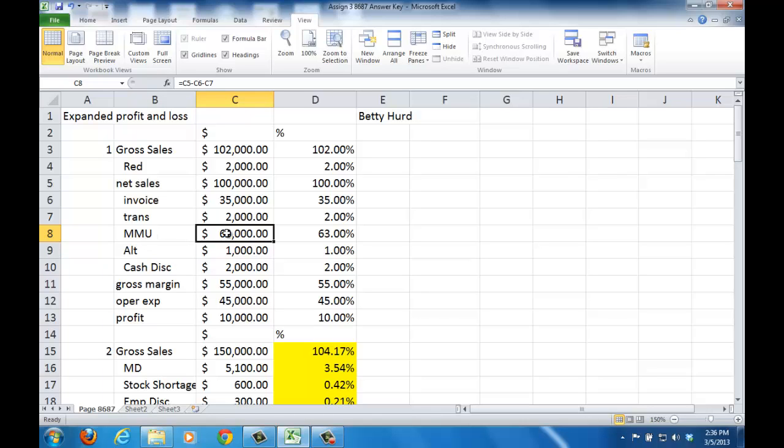maintained markup minus alterations plus cash discounts. Why is that plus when everything else is minus? It's because it's like a rebate. It's money coming back to us, so we get to add that back in. Hope this was helpful.